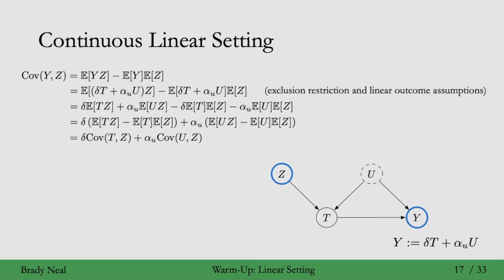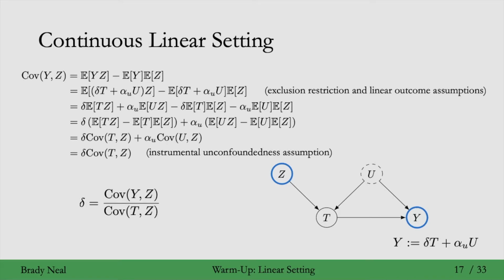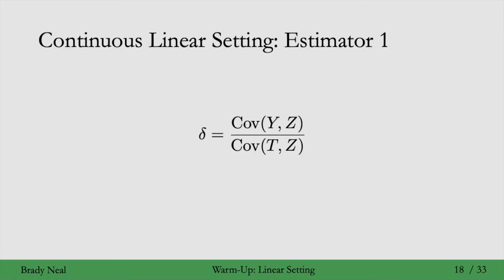Then u and z are independent by the instrumental unconfoundedness assumption, so that covariance is 0, so we can remove that term. And finally, we can just solve for delta, where the denominator here is non-zero due to the relevance assumption, so this is not undefined. So we've identified the causal effect of t on y in the setting where z and t are continuous now. Then we can use this estimand for estimation by just plugging in estimates of each of these covariances. That gives us an estimate for delta. This is analogous to the Wald estimator.